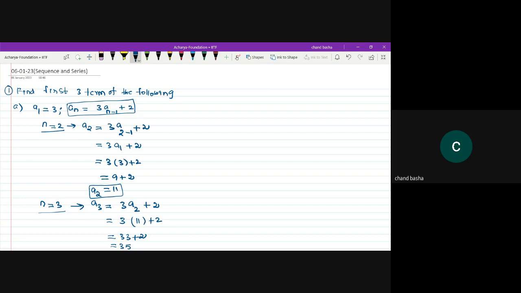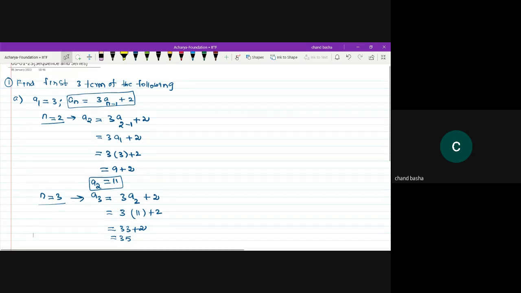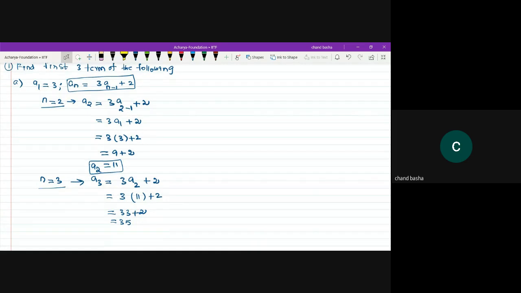First three terms. What is the first term? That is 3, already we have it. We are finding just A2 and A3. The first three terms we can write as follows. Therefore, the first three terms are 3, already given, then 11, 35. This is regarding the first question.